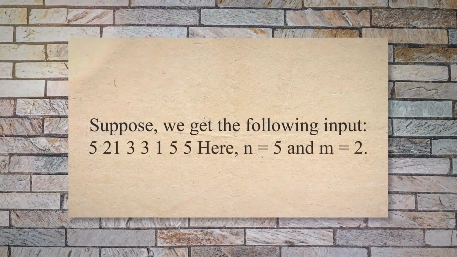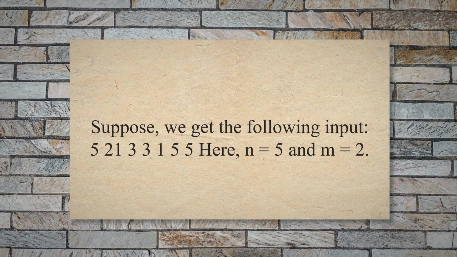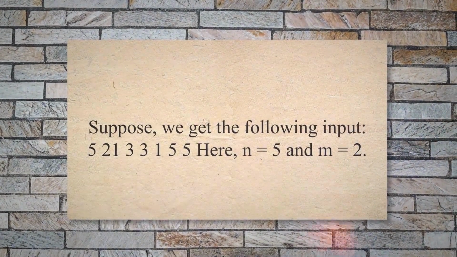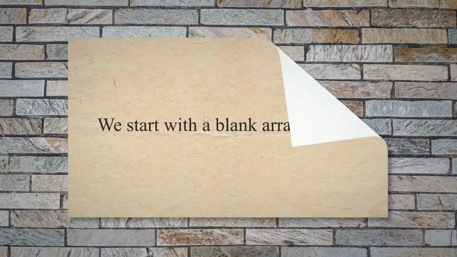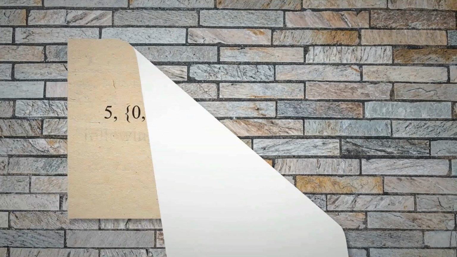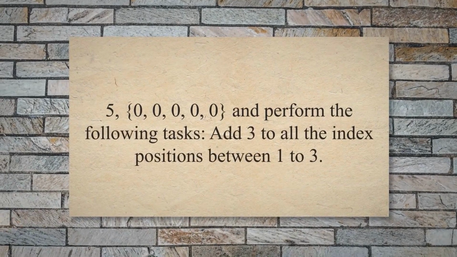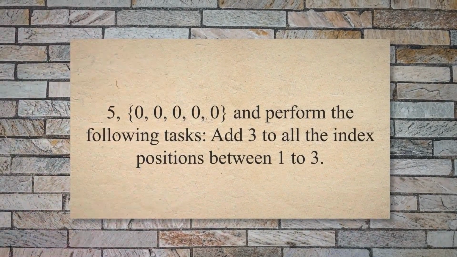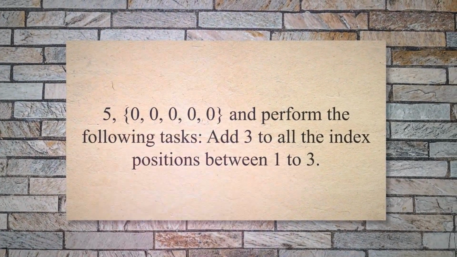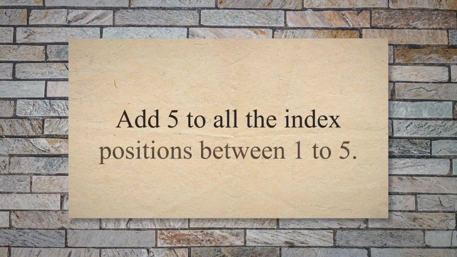Suppose we get the following input: 5 2, 1 3 3, 1 5 5. Here, n equals 5 and m equals 2. We start with a blank array R of size n, i.e. 5, 0, 0, 0, 0, 0, and perform the following tasks. Add 3 to all the index positions between 1 to 3. Add 5 to all the index positions between 1 to 5.